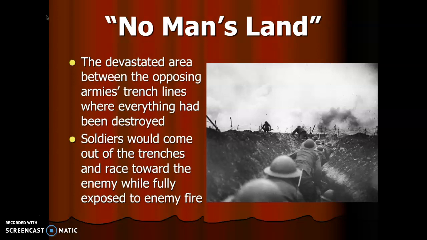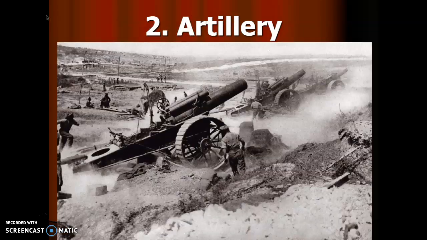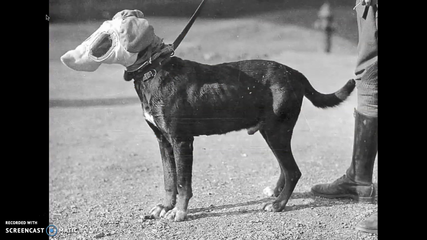So while there's a stalemate going on there, Germany now is going towards Russia. We see new weapons that take place, machine guns, artillery. We have poison gas that comes in, and this poison gas will burn the skin. And just to share with you a little bit of what happens, we use dogs that would go first, and they would put masks on. They were more willing to use dogs than they were humans.